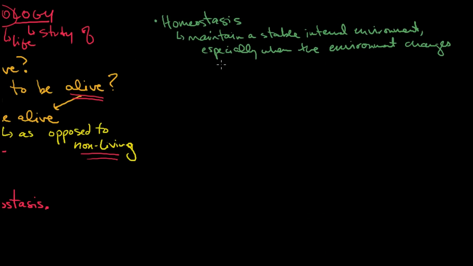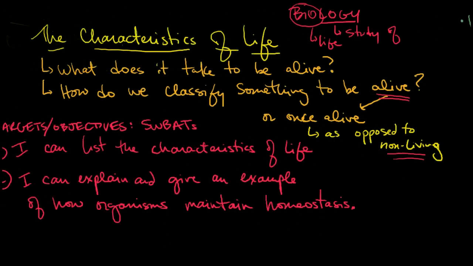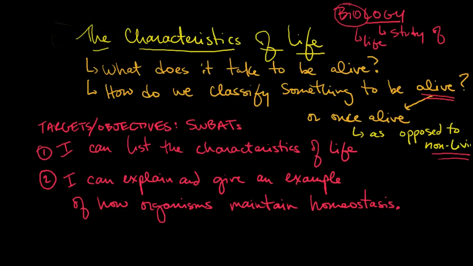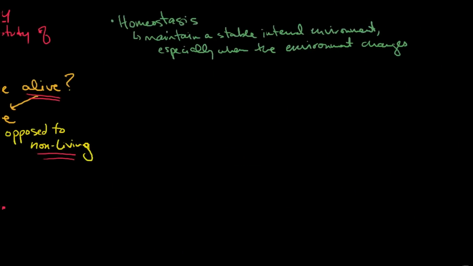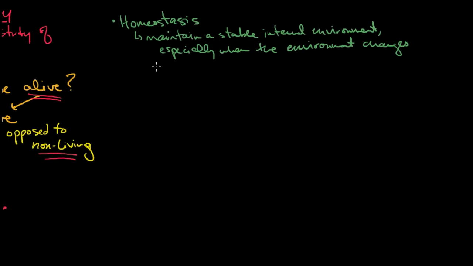So let me give you some examples. I don't remember what I was saying right before, but let me give you an example, actually two examples of how an organism maintains homeostasis. So that is actually target number 2, that you can explain and give an example of how organisms maintain homeostasis. And I think the first one is quite obvious, and you probably learned this one before. The first one is temperature. All organisms must maintain an internal temperature. And the easiest one to think about for us is us.